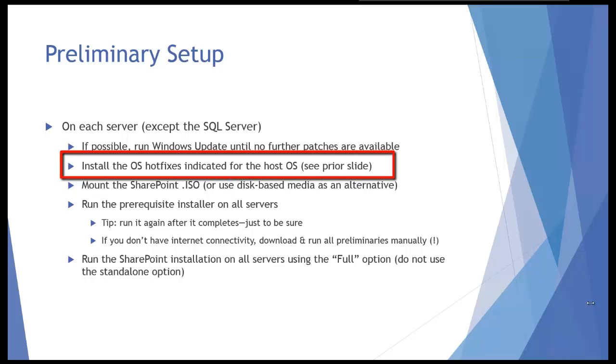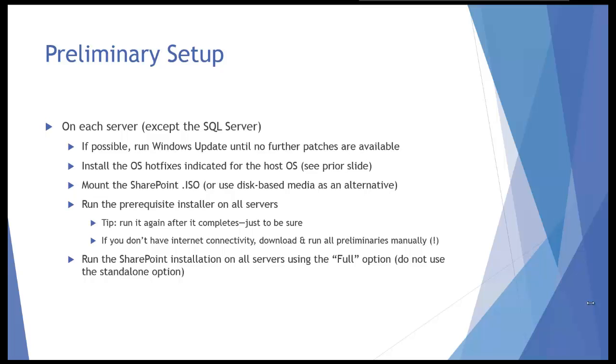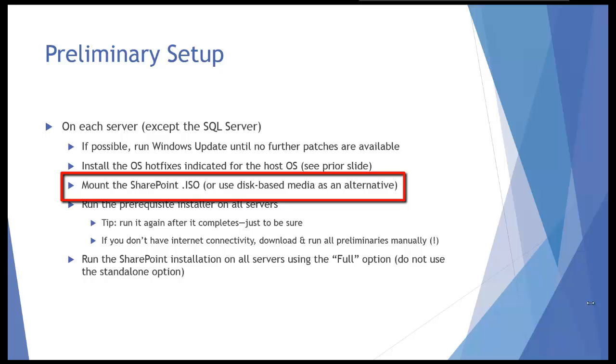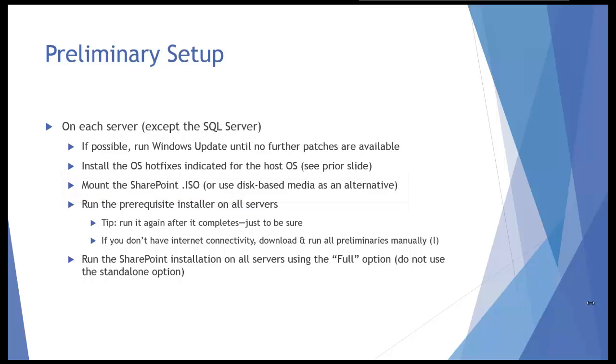Second, make sure the hotfixes on the previous slide are actually installed on those machines. Those are required. SharePoint will probably install without them, but you may have malfunctions down the road that could have been avoided had you gone ahead and got all these prerequisites done. Next, mount the ISO for the SharePoint software onto the machine so you can run your setups. SharePoint is installed in kind of a two-phase process. The first is to install or lay the bits down on the machines, and the second is to actually do the configuration. So these two steps, installing prerequisites and running SharePoint installation with the full option, are the laying down the bits part, and then later on we'll do the configuration.